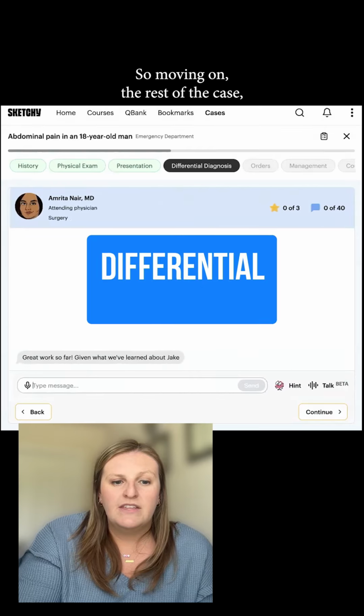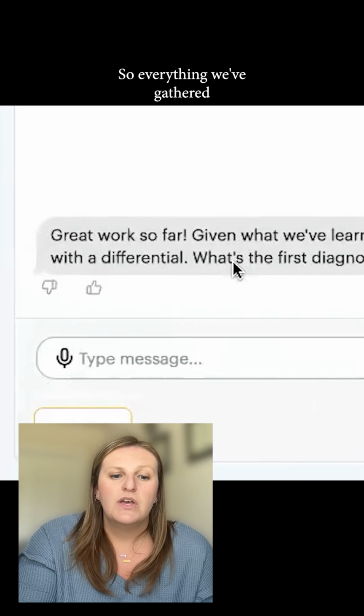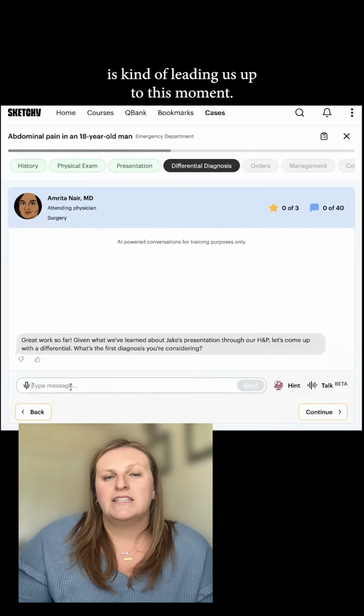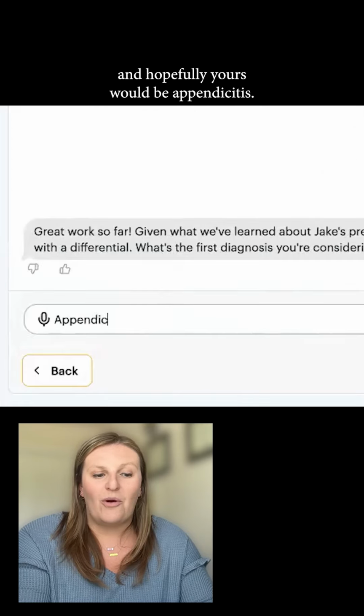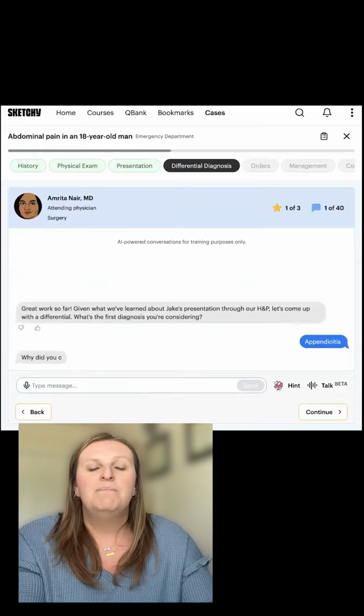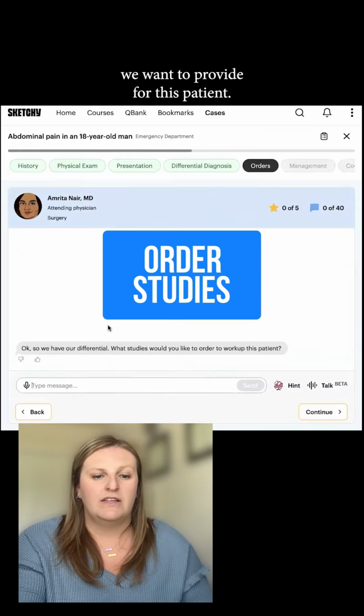So moving on to the rest of the case, and probably the most important part, is really deciding on differentials. Everything we've gathered is leading us up to this moment. Our number one diagnosis, in my opinion, and hopefully yours, would be appendicitis. So we're ruling appendicitis in or out. What studies do we want to order for this patient?